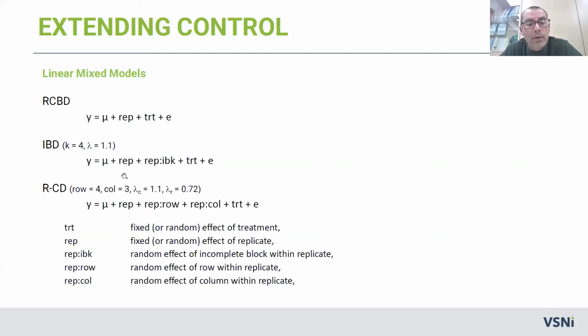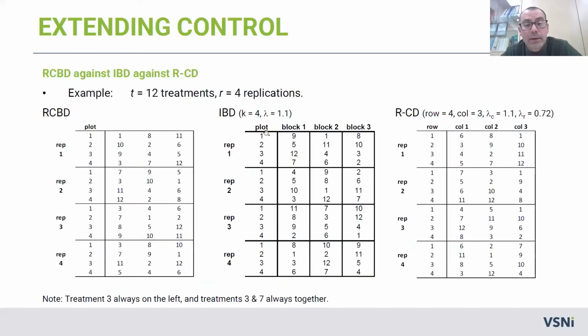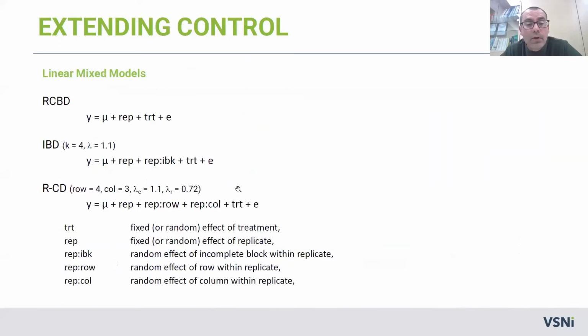For the incomplete block, you just add an extra term, which is the incomplete block nested within rep. Notice that the design I just showed you was a resolvable incomplete block. It was not balanced, but it's resolvable, so all the treatments are contained within a rep. So this term has to be random. It's the one that describes these little things here. And then you have to have it random because it's not orthogonal to everything. So it's an incomplete block.